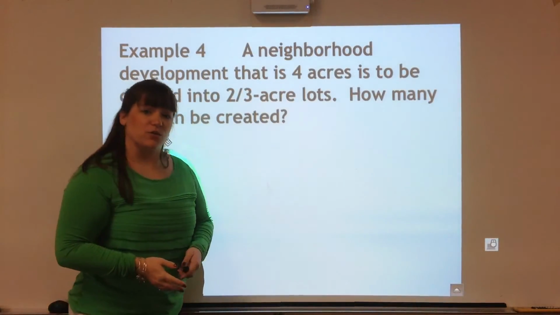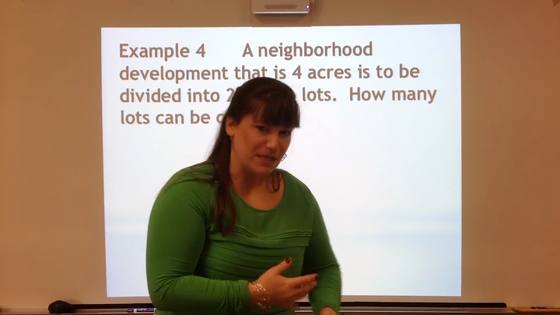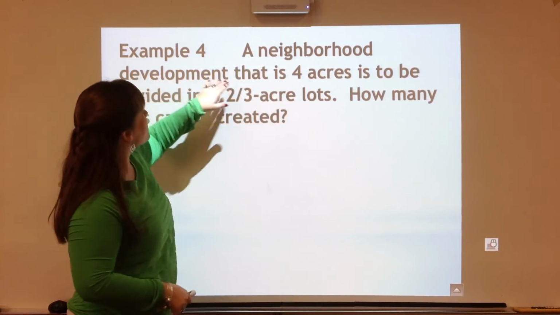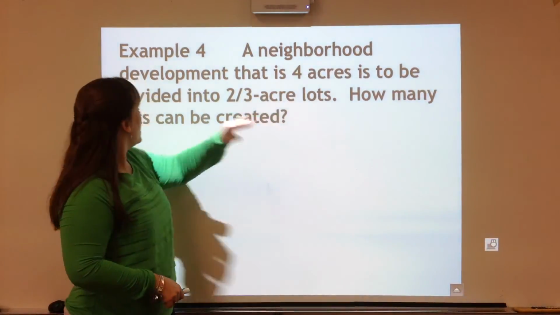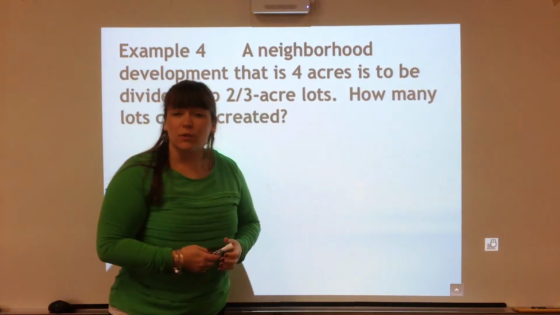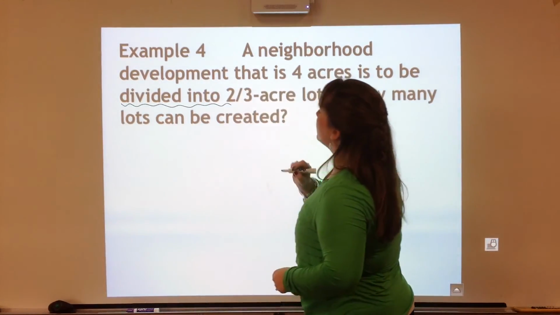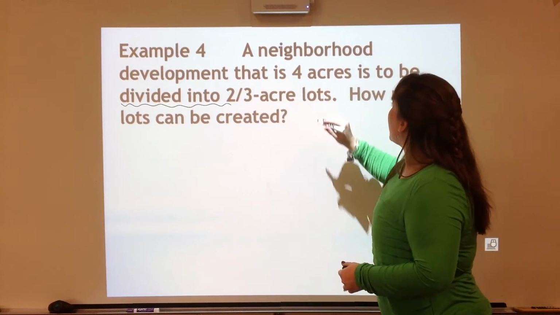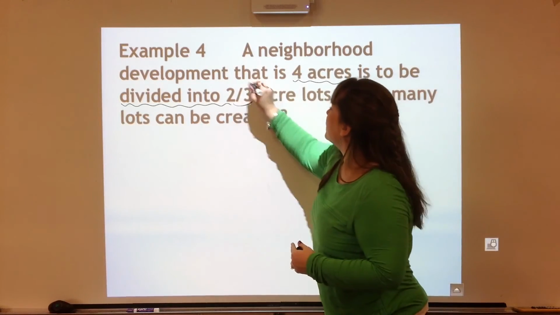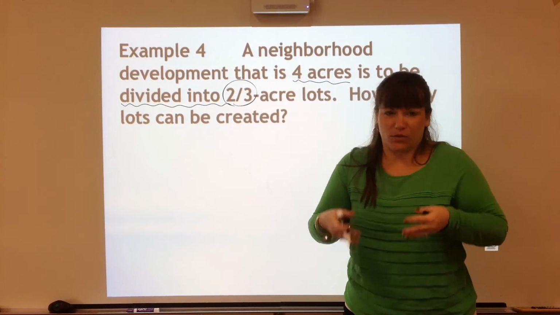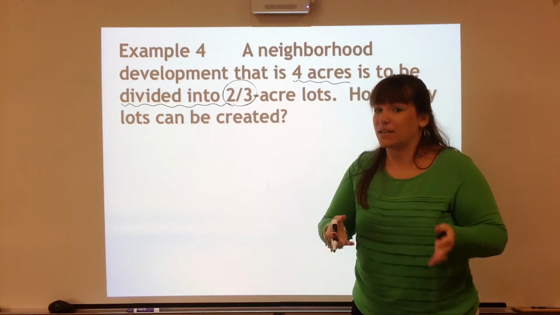Let's try another. This is another situation where division occurs, and it's dealing with acreage and land and dividing up pieces of land. So a neighborhood development that is 4 acres is to be divided into 2/3 acre lots. How many lots can be created? This one's a little bit simpler to think about because of this term right here. It's actually telling us that the 4 acres is going to be split up, and this is what each piece needs to be. So think about your yard, how big is it? And so they want to know how many houses can they fit in this area.